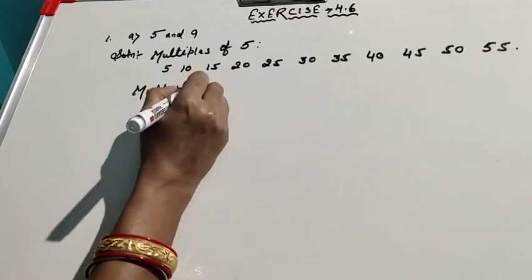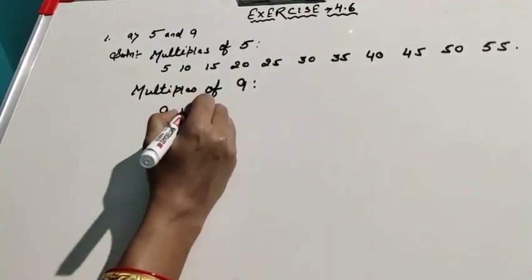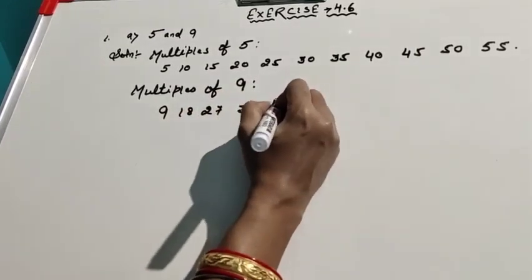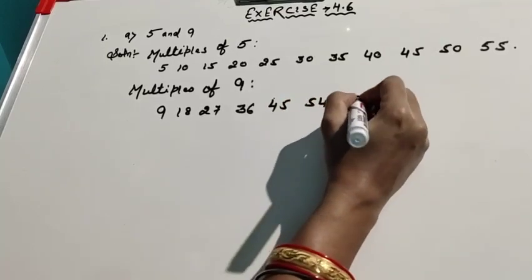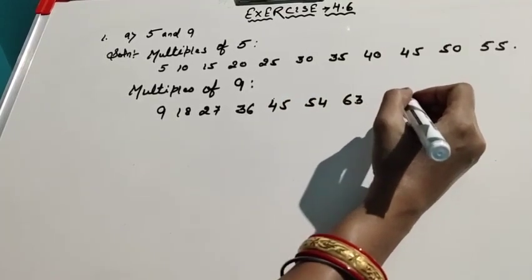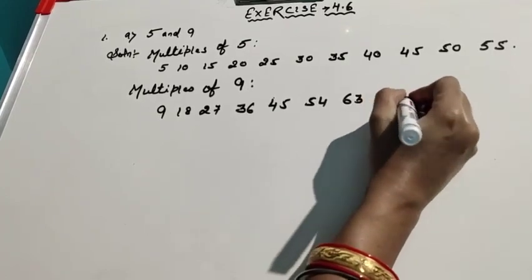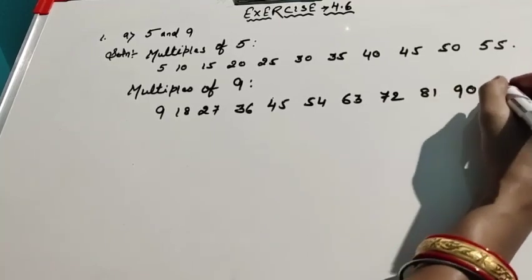Now the same for the multiples of 9. 9 1s are 9, 9 2s are 18, 9 3s are 27, 9 4s are 36, 9 5s are 45, 9 6s are 54, 9 7s are 63, 9 8s are 72, 9 9s are 81, 9 10s are 90, 9 11s are 99.